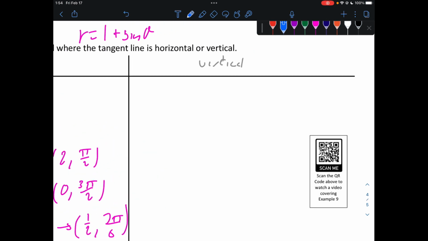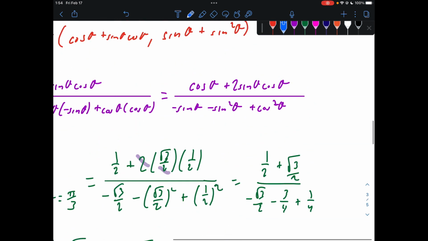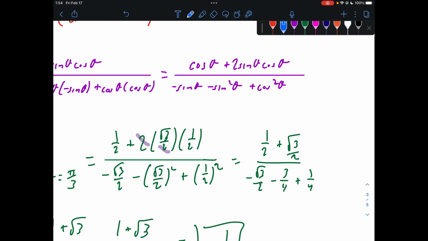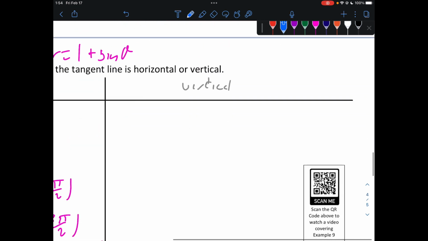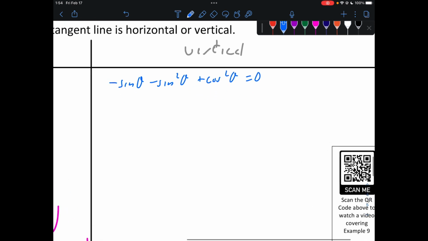All right, so for vertical, we're going to set the denominator equal to 0. The denominator was negative sine minus sine squared plus cosine squared. So negative sine minus sine squared plus cosine squared. You might be thinking, you can't really solve that right now. And you're right, the way it's written, we're probably not going to be able to solve that.